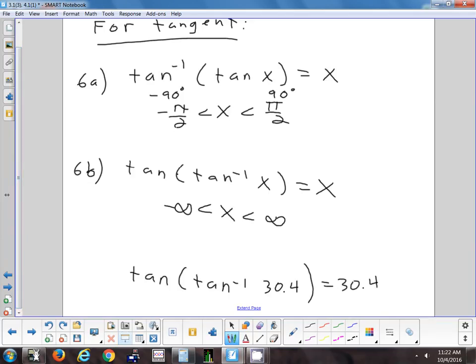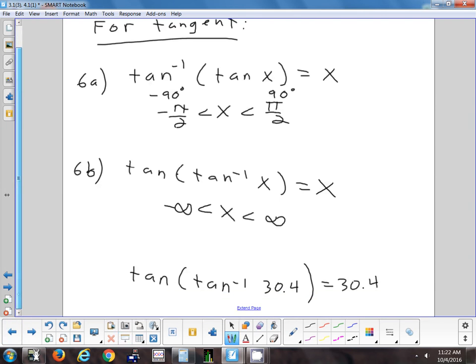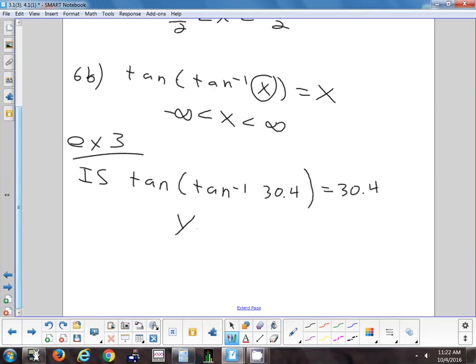All right, so let's try this one. This is example, I think we're at example 3. So is the tangent of the inverse tangent of 30.4, will that come out to 30.4? Yeah, how come? Yeah, this is 6b. Inverse tangent on the inside, you can pick any number you want, including 30.4. So the answer here is yes.